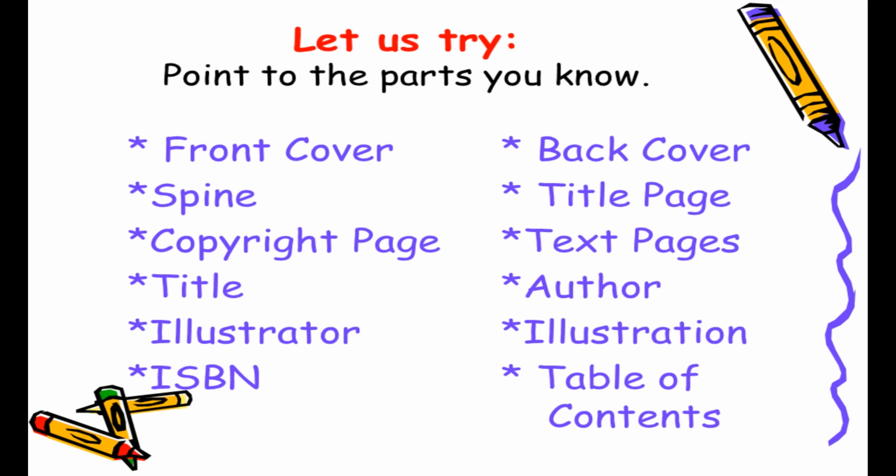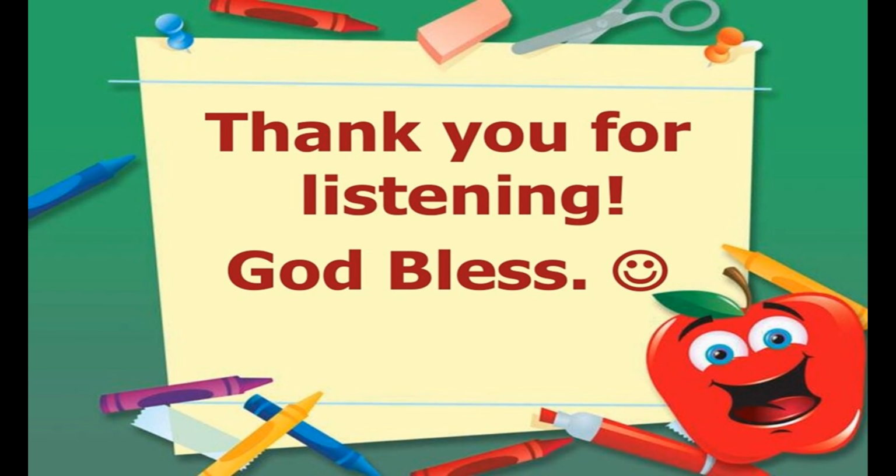Okay, let us try. These are the parts of the book: the front cover, the spine, the copyright page, the title, the illustrator, the ISBN, the back cover, the title page, the text pages, the author, the illustration, and the table of contents.